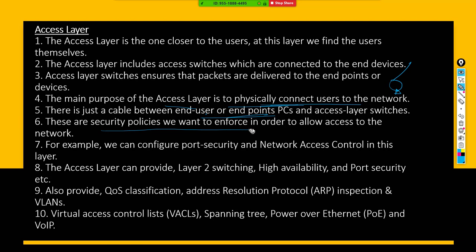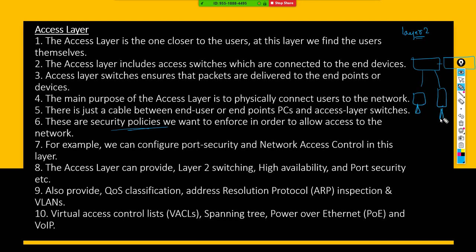The security policy we want to enforce in order to allow access to the network. So security policies. Okay, so you might all be knowing about layer 2 policies, right? Let's say I have access switches and I have the users. So let's say we can set layer 2 security over here, saying that this port number F0/0 is bound with the MAC address of this user.